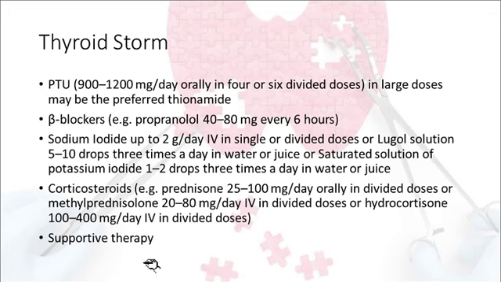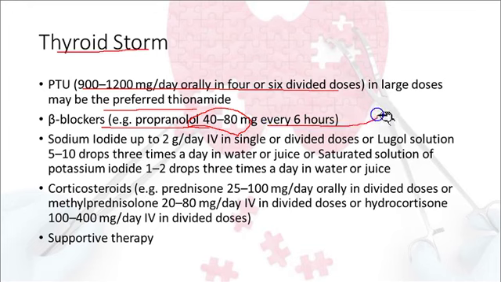In terms of thyroid storm, remember that thyroid storm is quite a severe disease and therefore requires treatment with propylthiouracil as opposed to methimazole. Propylthiouracil at a dose of 900 to 1200 milligrams orally in 4 to 6 divided doses is used and is the preferred thioamide. Beta blockers such as propranolol at 40 to 80 milligrams every 6 hours are generally used for thyroid storm.